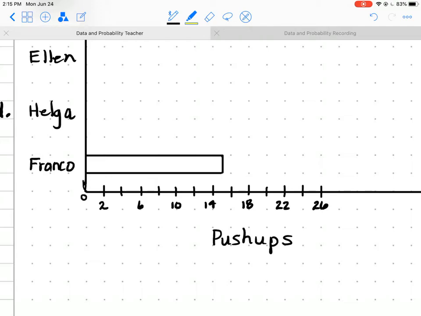And if you want to color, I just like to color. Especially on my iPad. It's just so much fun. So there's Franco.